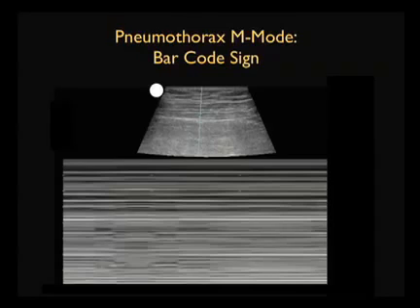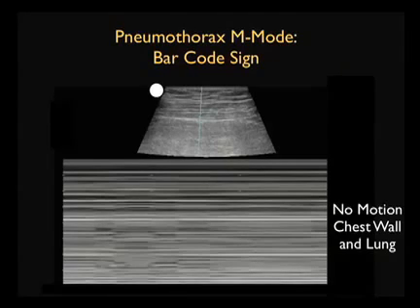To document the absence of lung sliding and the presence of a pneumothorax, we'll again turn to M mode. If we put the M mode cursor down on the pleura, what we'll see is a set of linear repeating lines. This documents no motion of both the chest wall and of the lung, making up a finding known as the barcode sign.